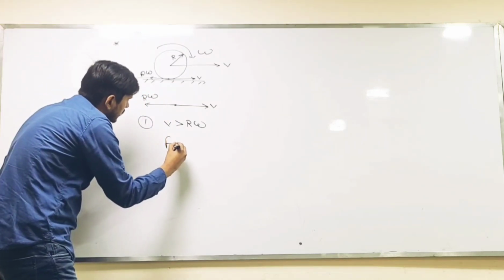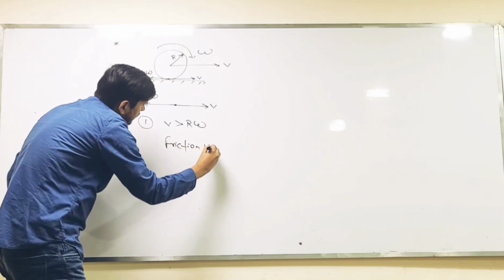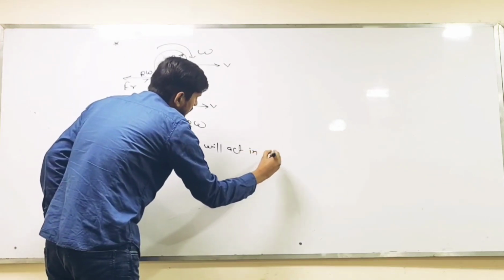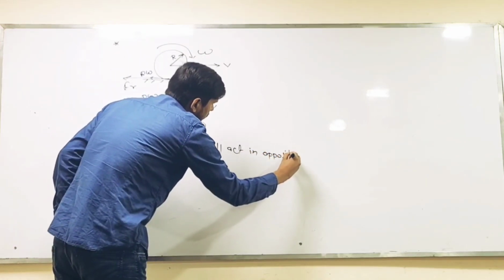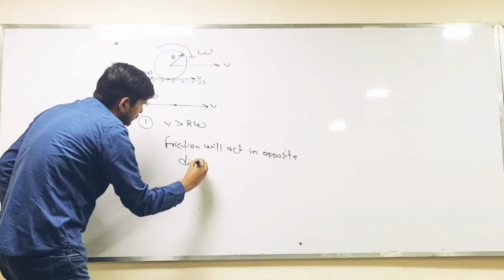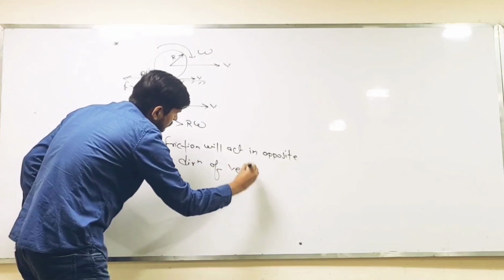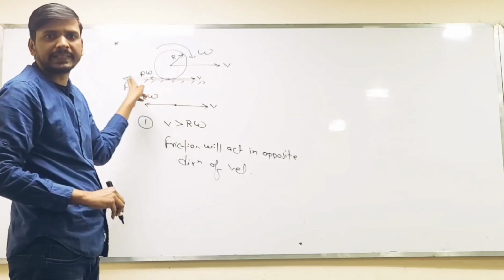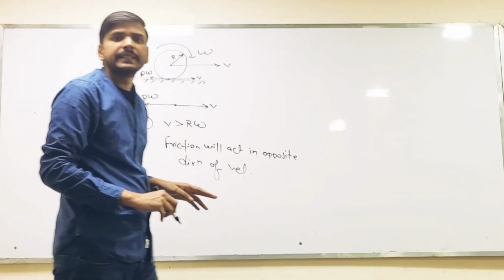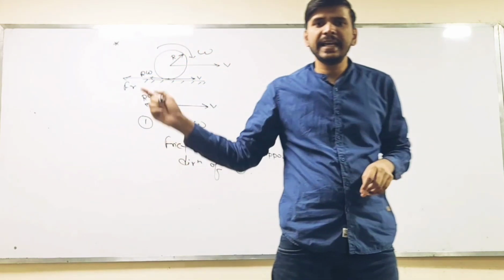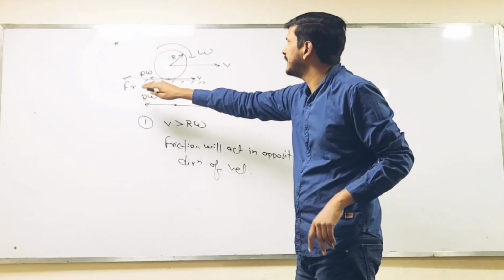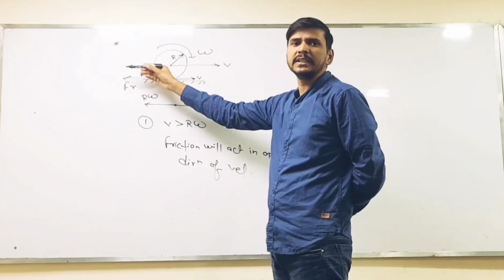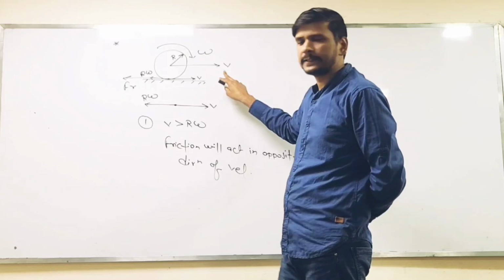So friction will act in opposite direction of velocity. As we know, friction is acting in the opposite direction of velocity. This means due to this friction, this body has acceleration in the direction opposite to the velocity. So this velocity will decrease.